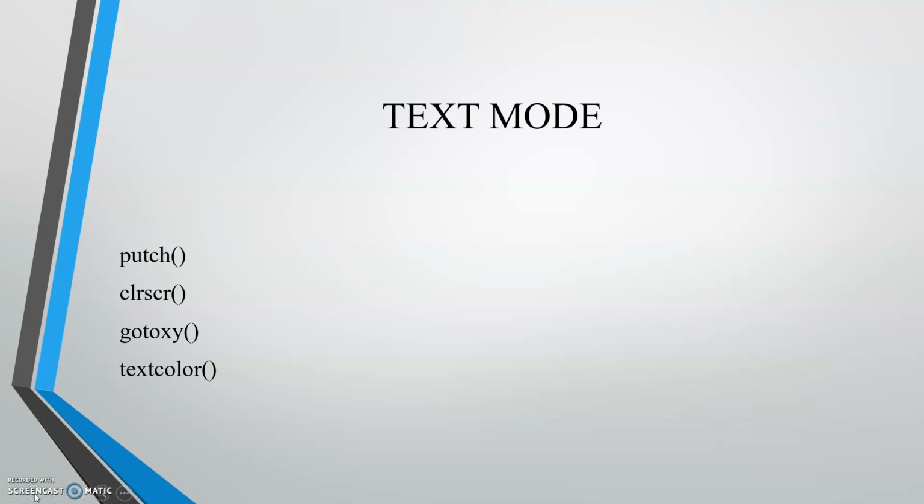Text mode. In text mode, the screen is divided into character positions, mapped as a number of rows and columns. Text mode functions are putch, which displays a single character at the cursor position. Second is clrscr, which clears the entire screen. Third is gotoxy, which positions the cursor to a specified location on the screen. Next is textcolor, which applies color to your text. These are the text mode functions.